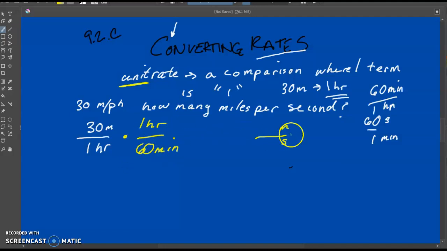Now, I don't want minutes, I want seconds. So what I am going to have to do is multiply this by minutes to get it to go away. And I look over here, and I know that you can go 1 minute in 60 seconds. So I'm going to write 1 minute, and then I'll write 60 seconds on the bottom. And now if you watch how this works, it's actually some pretty simple math here, all right?